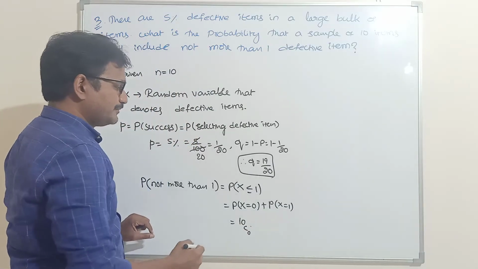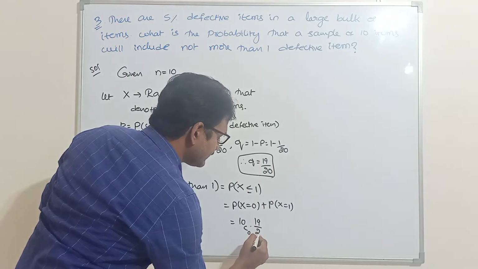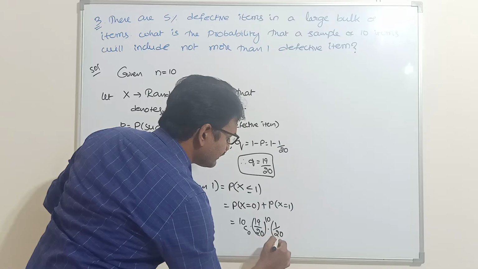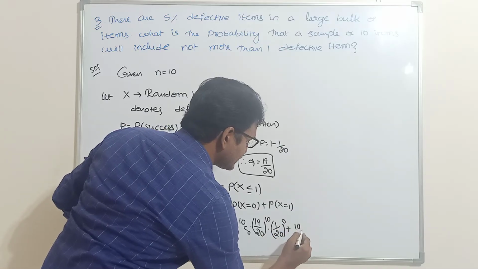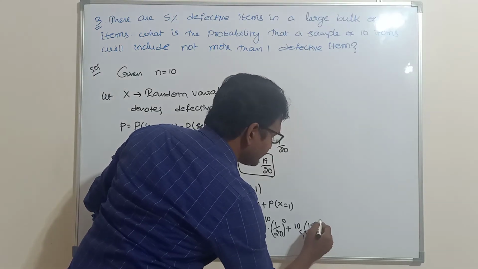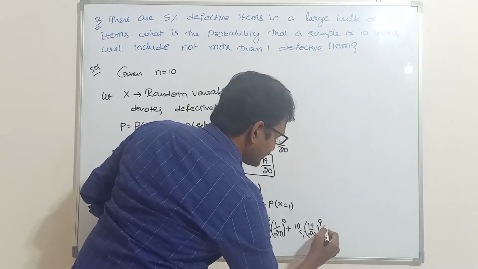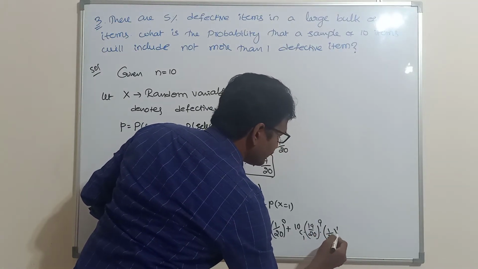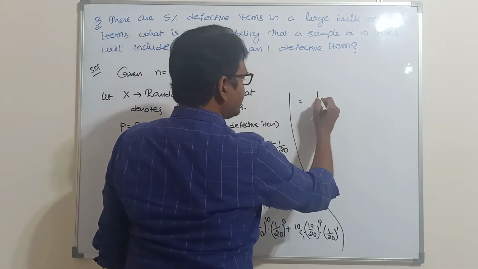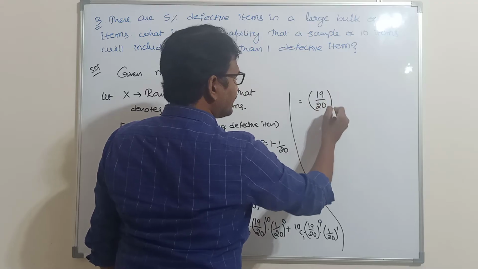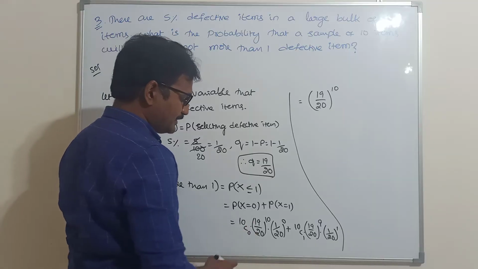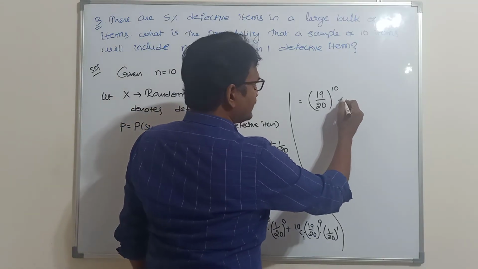10C0 into (19/20) power 10 minus 0, into (1/20) power 0, plus 10C1 into 19/20 power 9 into (1/20) power 1. So how much will we get? NC0 value is 1. 1 into (19/20) whole power 10, this is 1. So 1 into 19/20 means (19/20) whole power 10, plus 10C1 means 10.